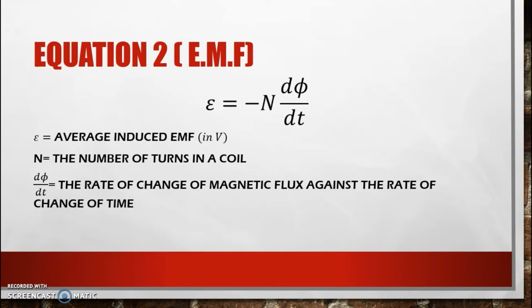The second equation we're going to talk about is the measure of the average induced electromotive force, as you can see right here, which is also measured in voltage. And N represents the number of turns in a coil that is connected to the power source. And the delta this thing over delta T is the measure of the rate of change of magnetic flux against the rate of change of time. And those are the only two equations related to the AC generator, and that'll be all for equations.